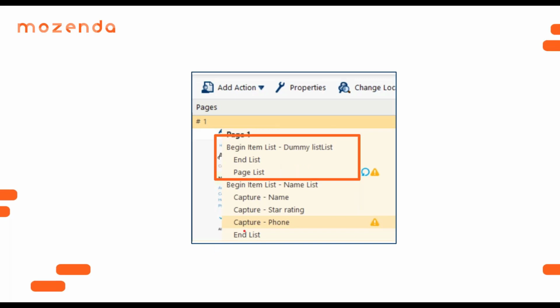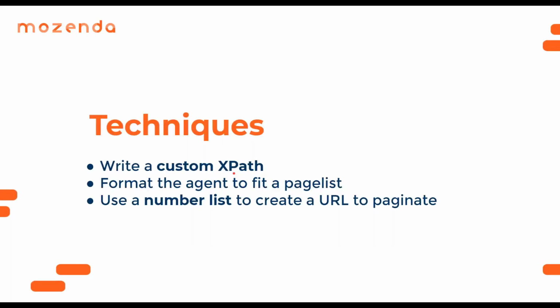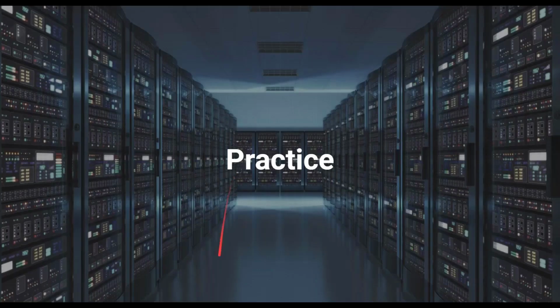If I needed to have a page list before in order to get all of my content, I could create a fake list. And this may be a new idea where we have an agent that will be building specifically towards this example. So this is going to have our begin item list and then a page list included as well. The techniques we're focusing on with our page list are writing a custom XPath, formatting the agent to fit the page list on your site, and then using that number list to paginate. So we're going to practice.